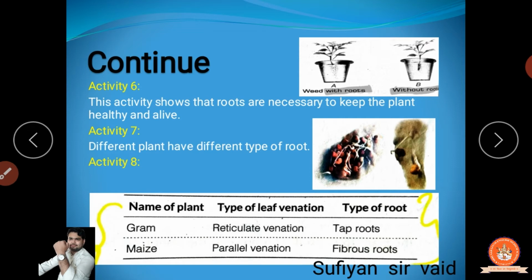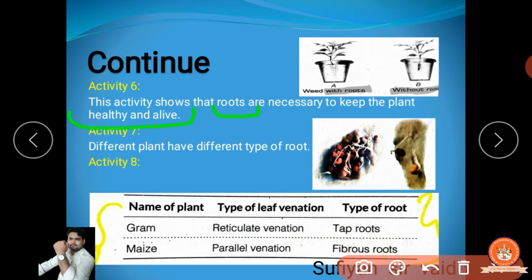So this activity, what does it show? This activity shows that roots are necessary to keep the plant healthy and alive. This is important: why is root necessary for a healthy and alive plant. Clear? Now activity 7, what is that?